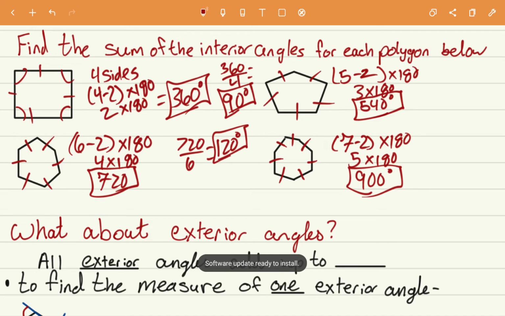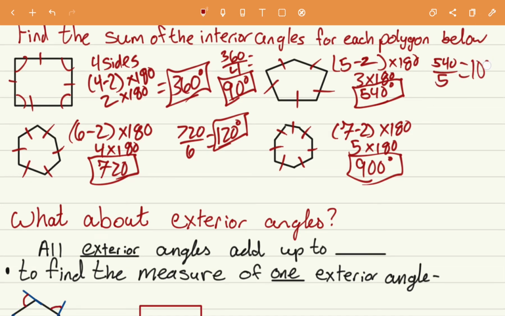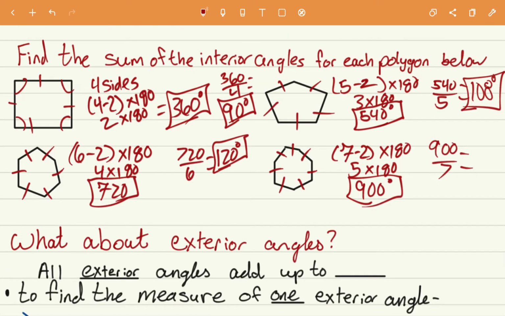Try the next two on your own. We got 540 divided by 5, and that gives 108 degrees. And then we got 900 divided by 7, which gives us a kind of nastier number at 128.57 degrees. Okay. And now that's for interior angles.